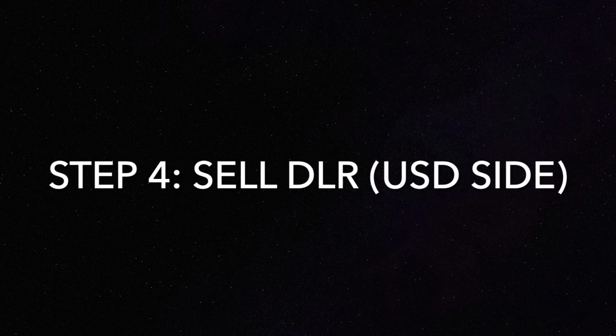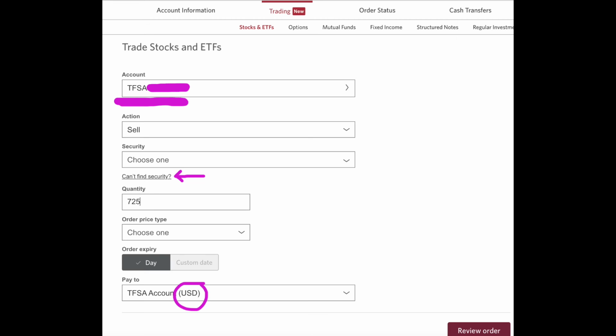Okay, and the last step of Norbert's Gambit, once those shares have been journaled over and you see them in your USD side, they're no longer visible in your CAD side. That means they've been journaled over. Now what you have to do is sell DLR into US dollars, sell those shares that are currently in your USD side, and then you'll have US dollars. So the way you do this is just like performing any other trade. You go under the trading tab, you're going to click on your TFSA account. It will be your USD side this time, and you're going to sell the shares.